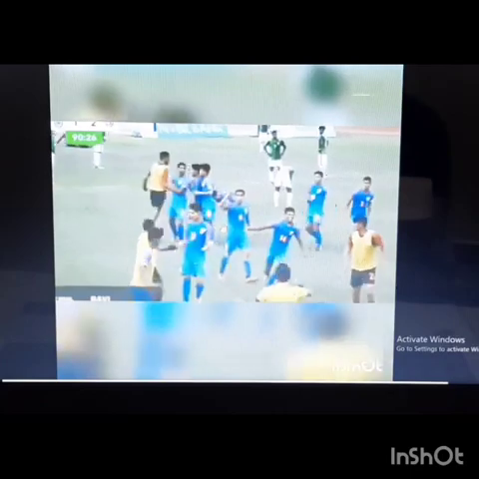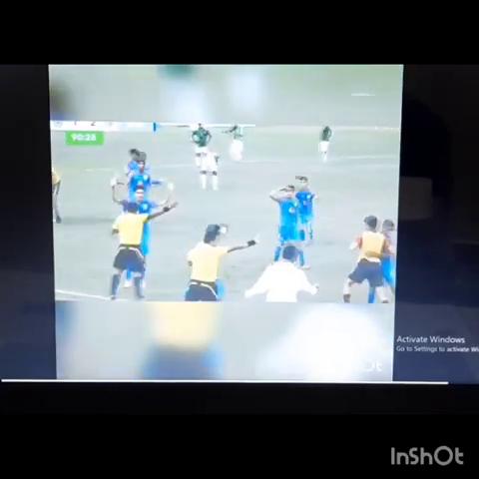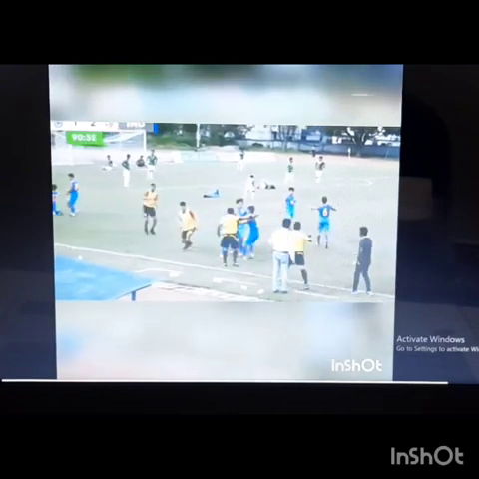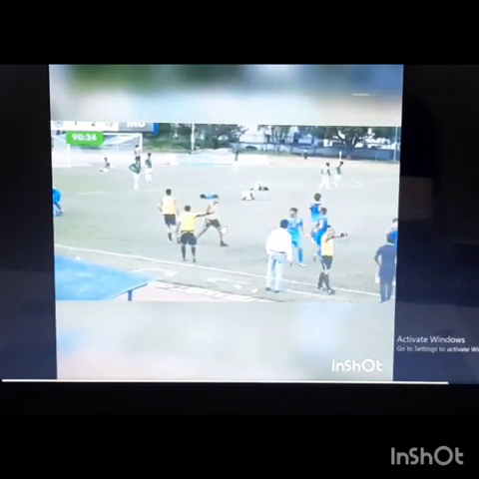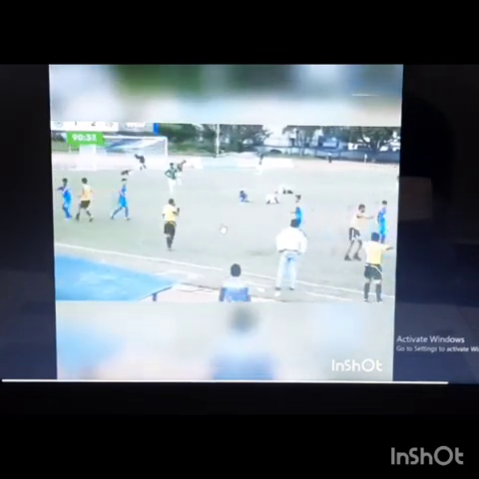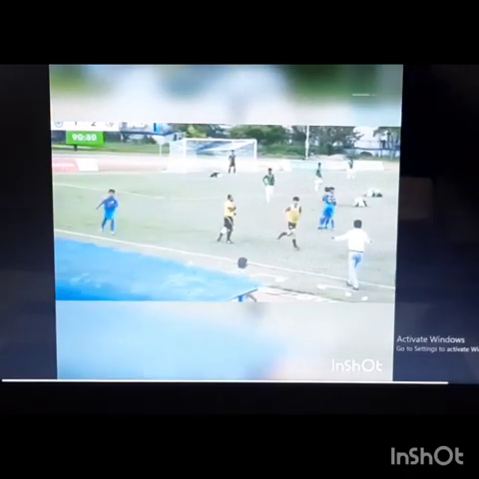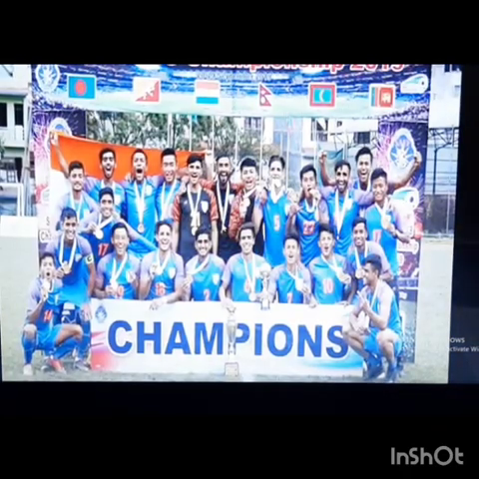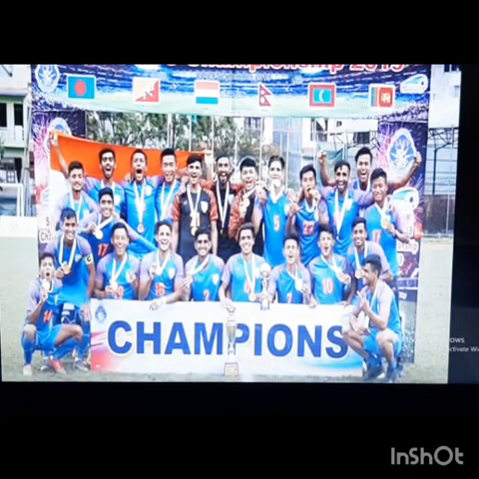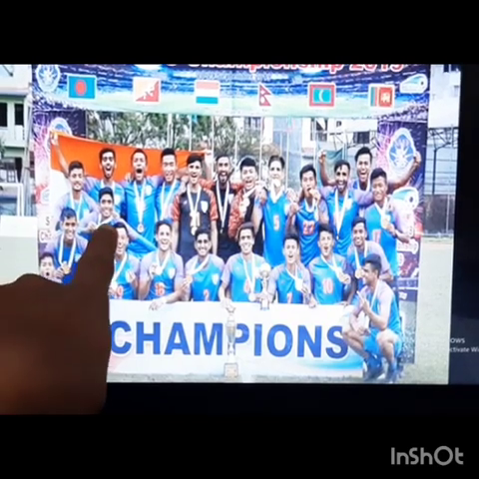This is the goal which led India to become SAFF Cup champion under 18 in 2019. He scored a goal in extra time, you can see in the 91st minute he scored. Ravi Rana Bahadur. And here the team became champion. As you can see, Ravi, this is the guy.